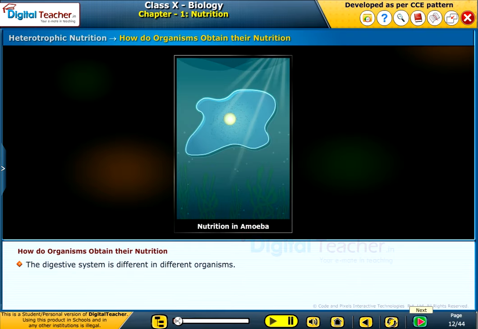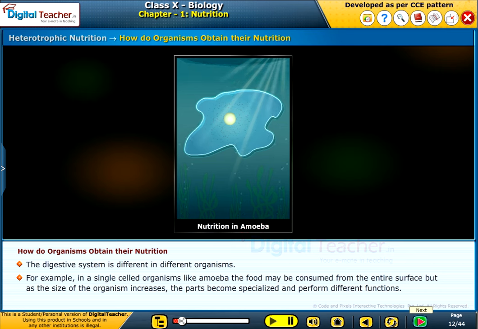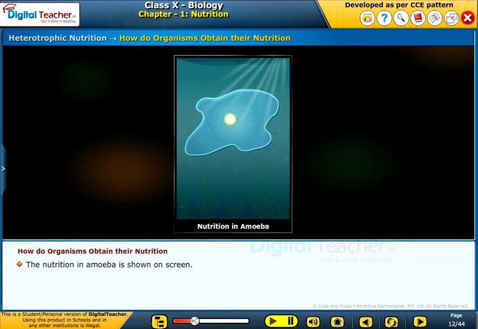The digestive system is different in different organisms. For example, in a single-celled organism like amoeba, the food may be consumed from the entire surface, but as the size of the organism increases, the parts become specialized and perform different functions. The nutrition in amoeba is shown on screen.